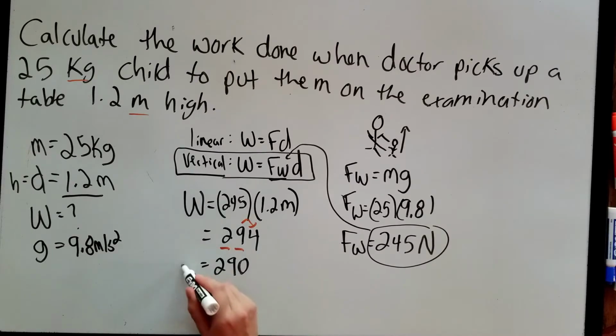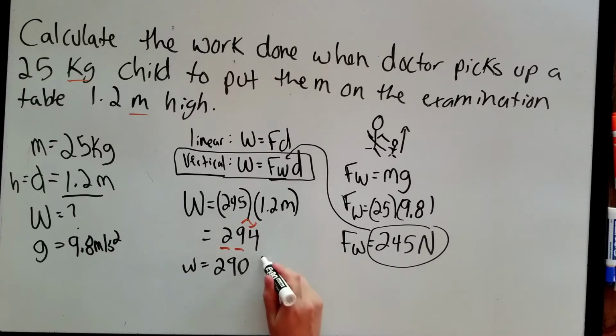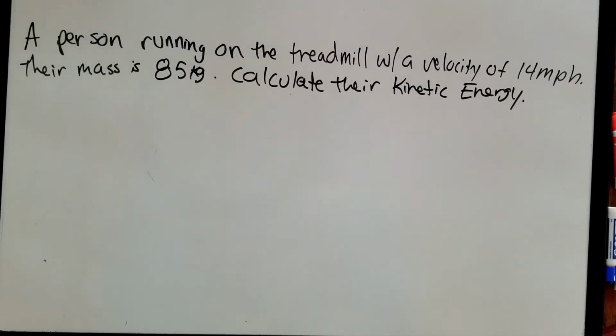Now what are the units on work? Joules. It is a form of energy. So capital J for James Joule. Here we have a person running on a treadmill, given a velocity and a mass, and we're going to calculate their kinetic energy. So let's start and look at the units on the information given.